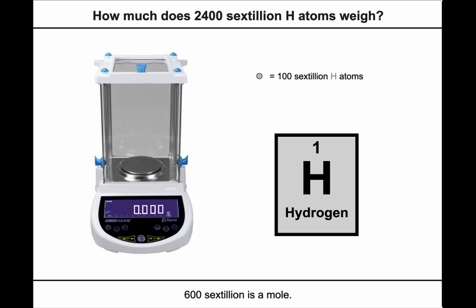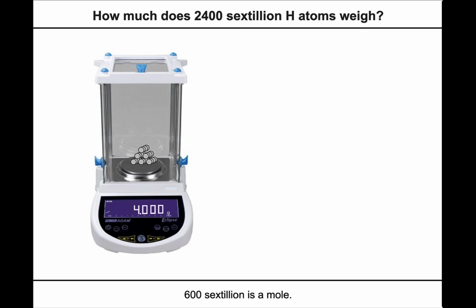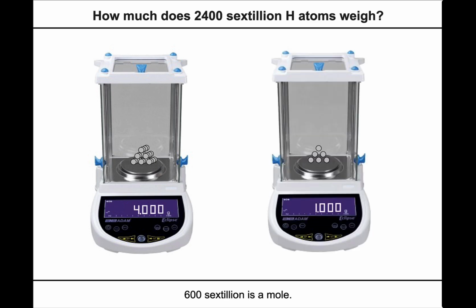So let's put down our first mole, our second mole, our third mole, and our fourth mole. Remember that 1 mole weighs a gram, so 4 moles should just weigh 4 grams. 2,400 sextillion hydrogen atoms weighs about 4 grams. That's 4 moles. Let's compare that to the 1 mole situation. Remember, 1 mole is 6 of those little circles, 600 sextillion hydrogen atoms. Now I have 24 little gray circles, so that's 2,400 sextillion hydrogen atoms. The balance on the right has 1 mole of hydrogen, or 1 gram. The balance on the left has 4 moles of hydrogen, or 4 grams.